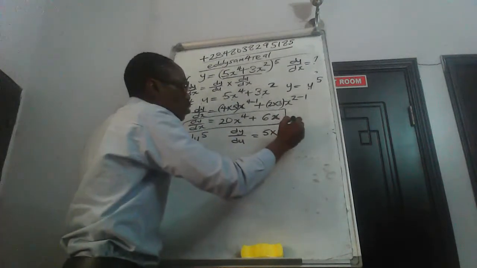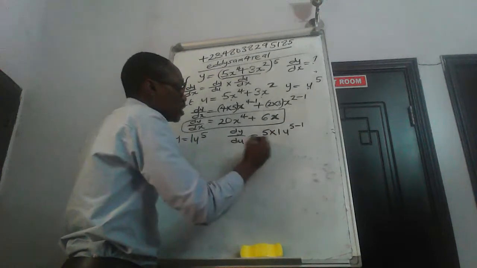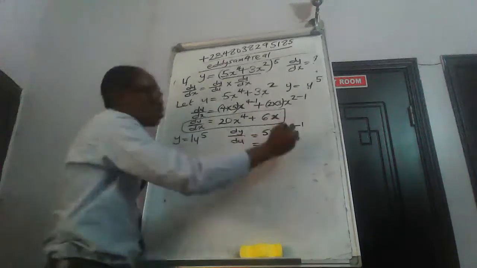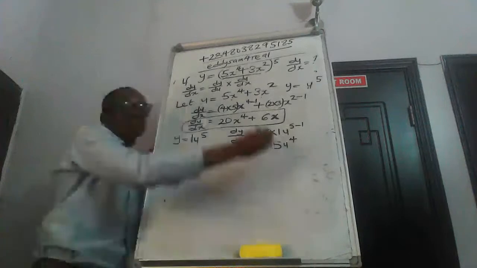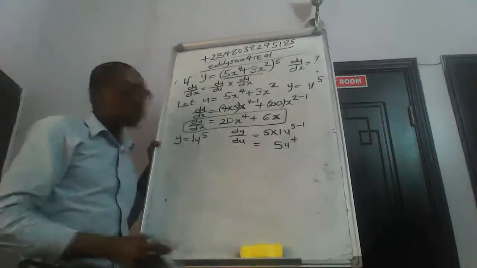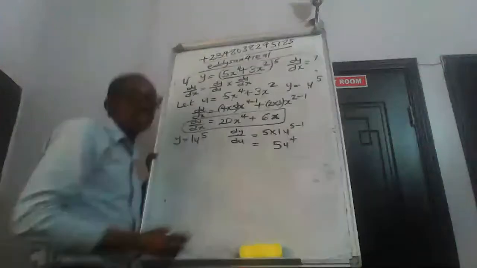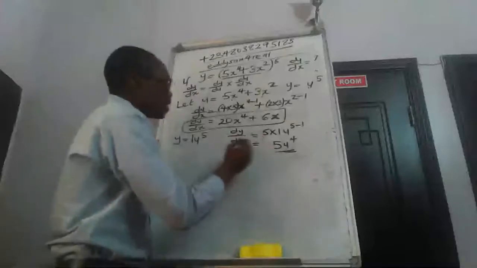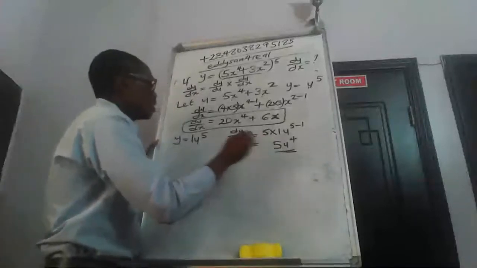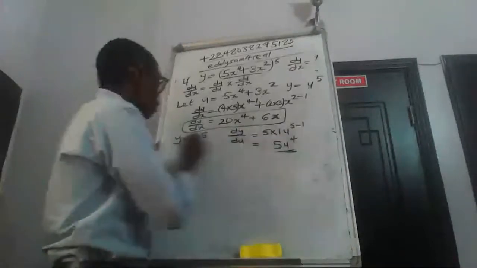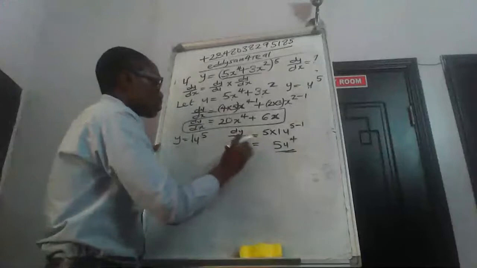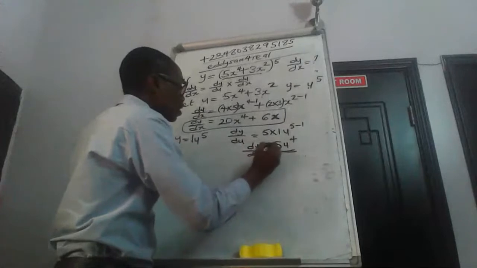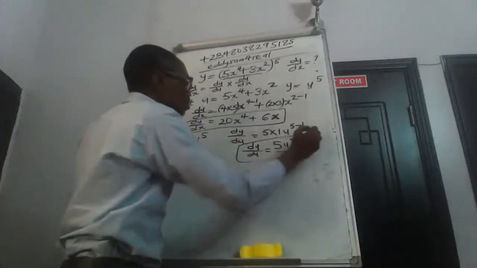So this is going to be 5u raised to power 5 minus 1, which gives us 5 times 1 is 5, u, 5 minus 1 is 4. So you have 5u raised to power 4. So this is your dy/du. The dy/du is actually equal to 5u raised to power 4.